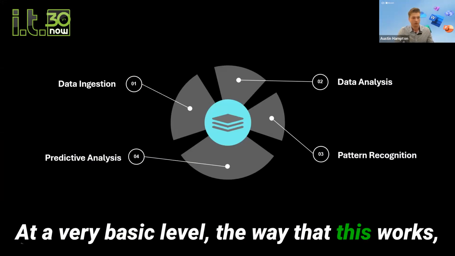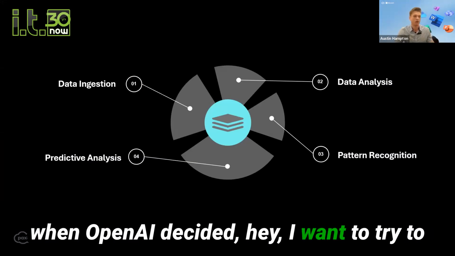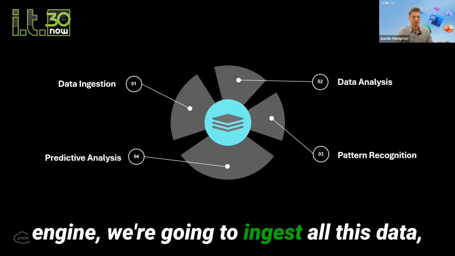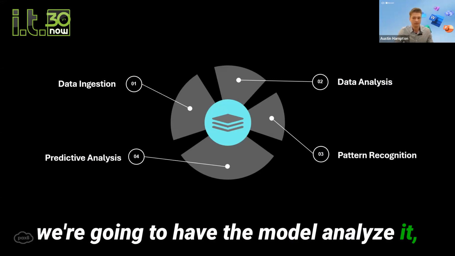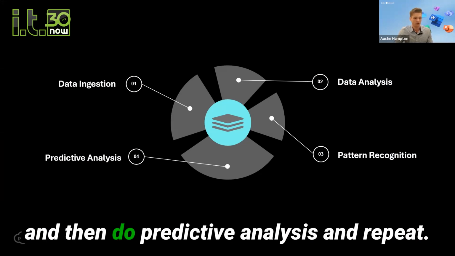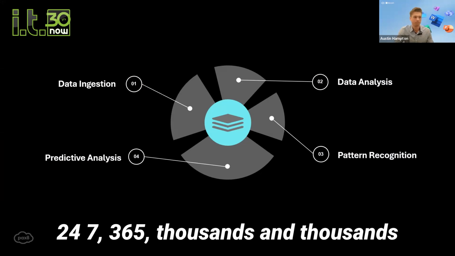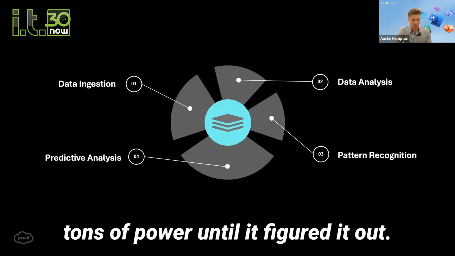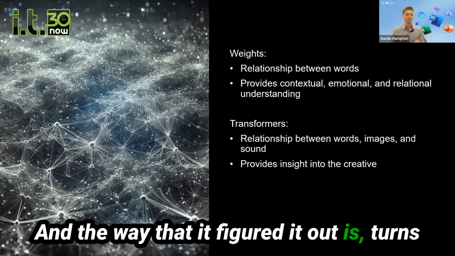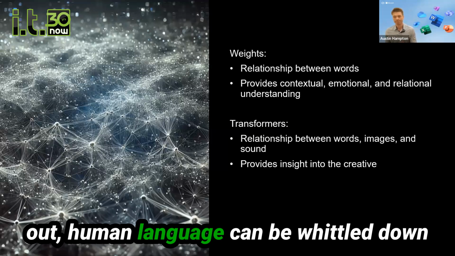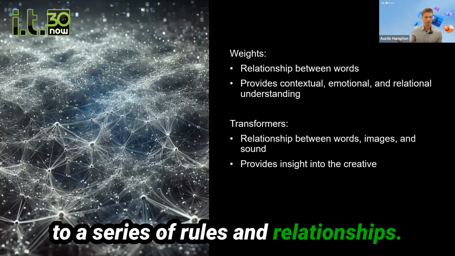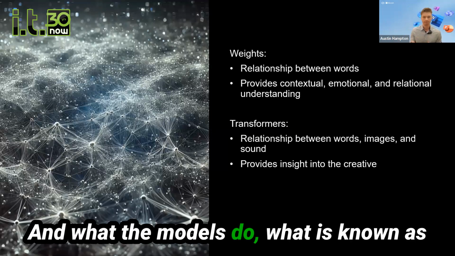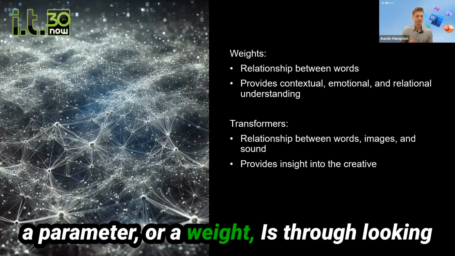At a very basic level, the way that this works, when OpenAI decided, hey, I want to try to make AI, they said, all right, text prediction engine, we're going to ingest all this data. We're going to have the model analyze it. We're going to have it run pattern recognition and then do predictive analysis and repeat, 24/7, 365, thousands and thousands of GPUs, massive data centers, tons of power until it figured it out. And the way that it figured it out is, turns out, human language can be whittled down to a series of rules and relationships.